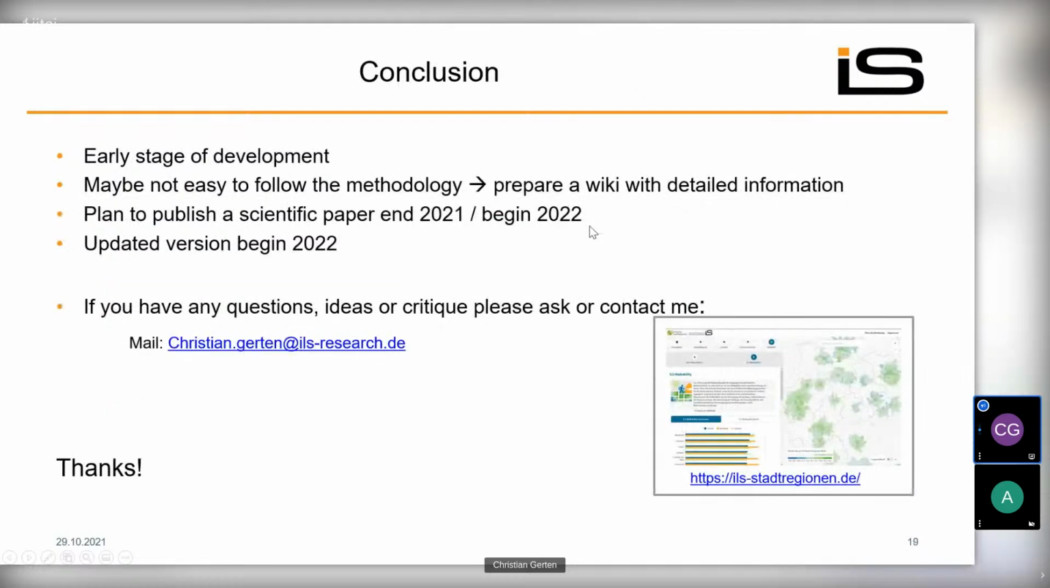Okay, some kind of last conclusion. We are at the early stage of development, I would say, and maybe it's not that easy to follow the methodology. Therefore, we prepared a wiki with detailed information about the calculations and so on. And we also plan to publish a scientific paper. We have also written the paper and are getting a review for it, and hopefully it will be published end of the year or beginning of next year, which could also be a good reference to understand the methodology behind the tool. And as I say, an updated version of the tool at the beginning of next year, hopefully.